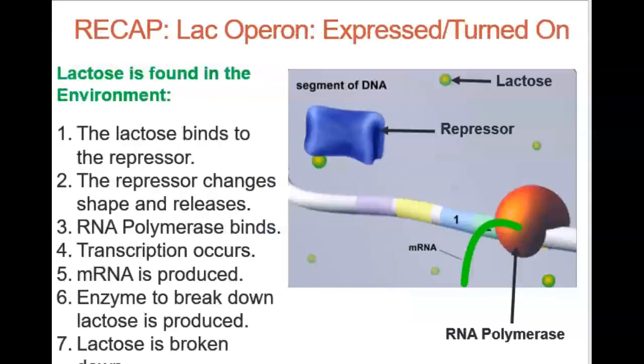If the lac operon is turned on or expressed, that's when lactose is found in the environment. The lactose that's in the environment will bind to the repressor. The repressor will change its shape enough to release the DNA molecule. RNA polymerase is able to bind to the promoter, slide past the operator and across those genes that code for the proteins, which is transcription. So transcription occurs. mRNA is produced. Enzymes to break down lactose are produced. The lactose is further broken down. Alrighty.